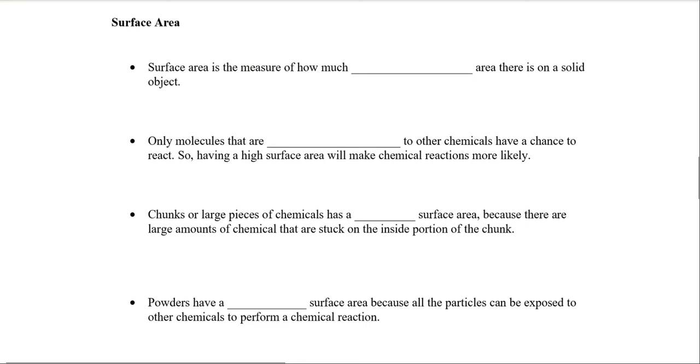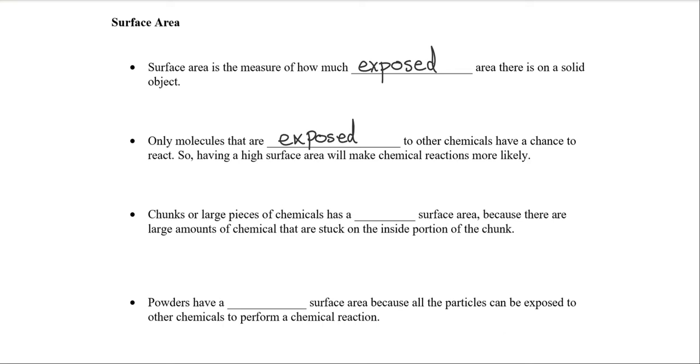The third factor that affects rates of reactions is the surface area of an object. The surface area is a measure of how much exposed area there is on a solid object. So only molecules that are exposed to other elements or exposed to other chemicals have a chance to react, because they can't be collided with if they're not exposed.